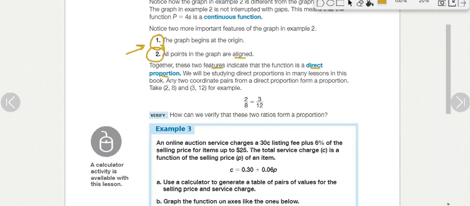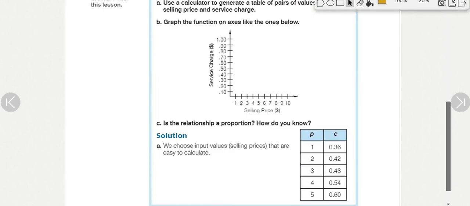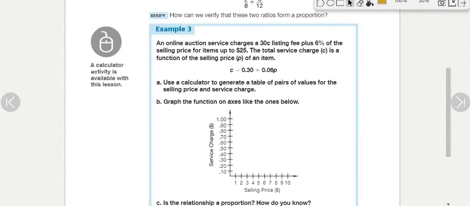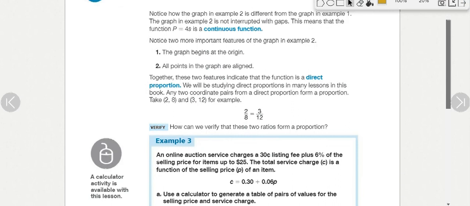So you'll follow the directions here where you will make a table. And in this case, the table is decimals, because when you put in like 1 in this function, you get 0.36 or 36 hundredths. So you might need to use a calculator. Then you graph it on an axis where you put domain here and range here. Then looking at the graph, does it satisfy the rules? And that's how you determine if it's a proportion or not. Does it follow those rules?